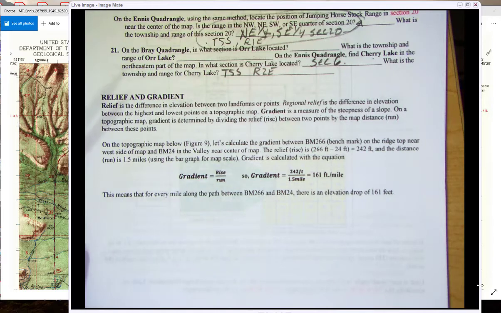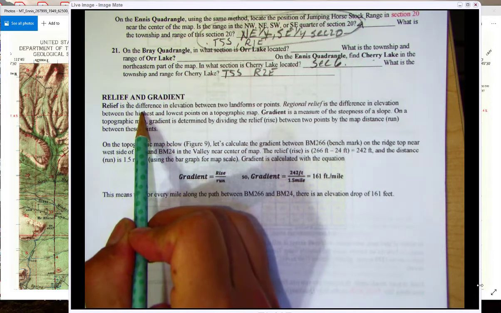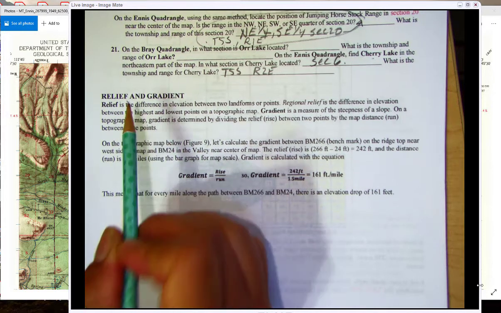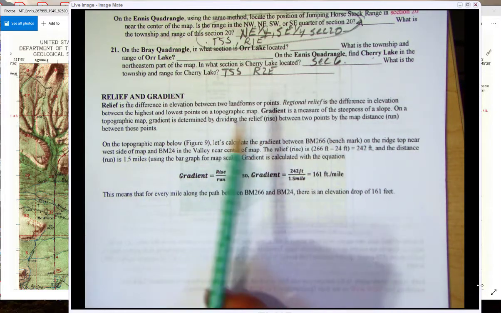Hello and welcome back to the Topo Maps lab for physical geology. I want to try to finish this up today in this video. The next part deals with relief and gradient. The relief is basically the difference in elevation between two points. You can read a little bit more about it, but it's just the different elevation of two points.